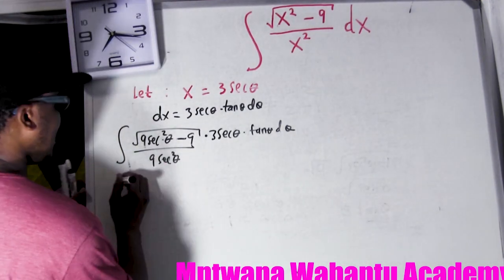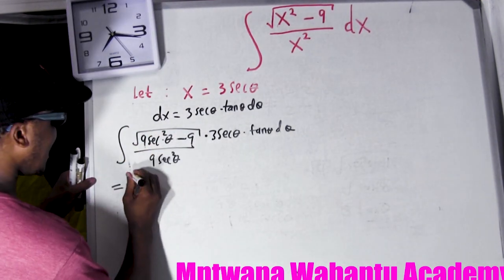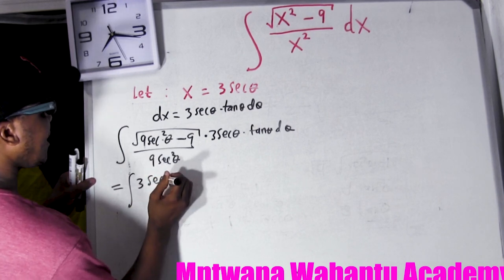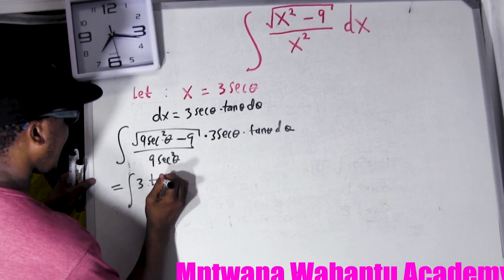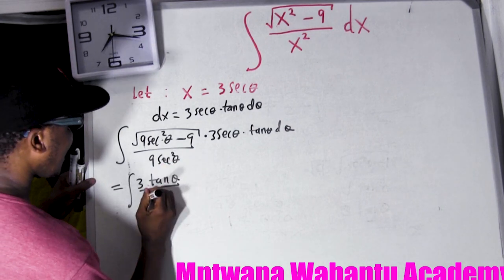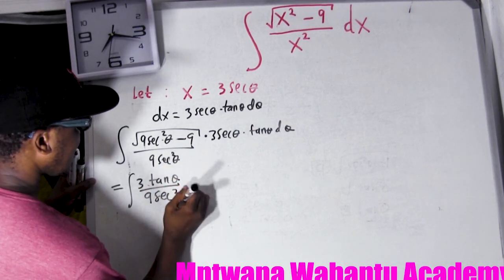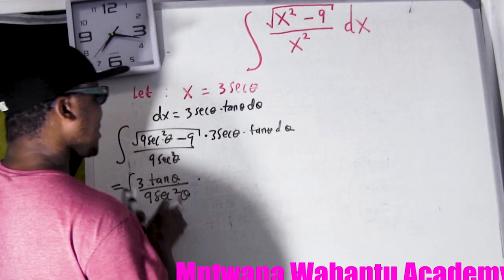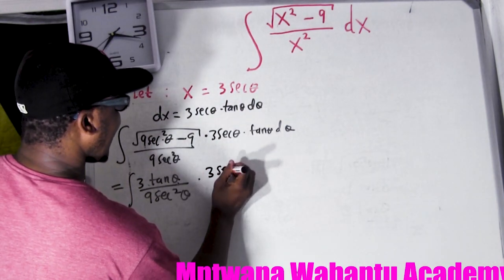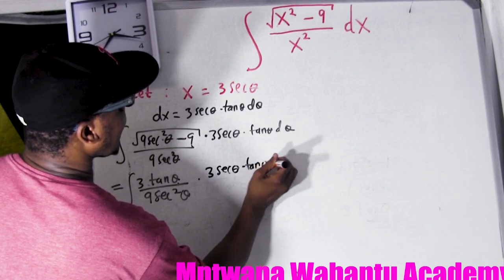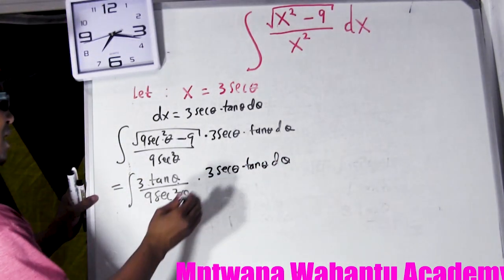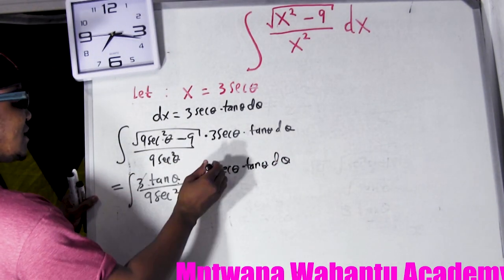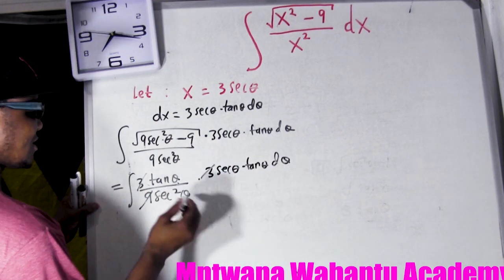So this is going to be equal to the integral of 3 tan angle over 9 sec squared angle, and then on top is going to be 3 sec angle tan angle d theta. Some of the stuff I'm going to cancel, look. 3 and 3 go to 9, cut the 9, cut the 9.